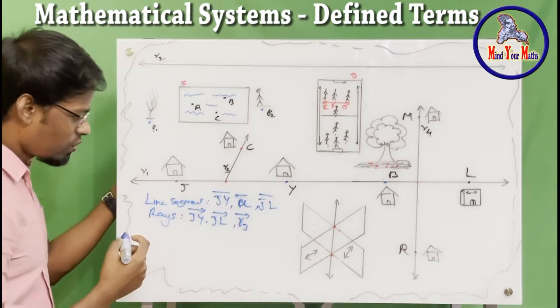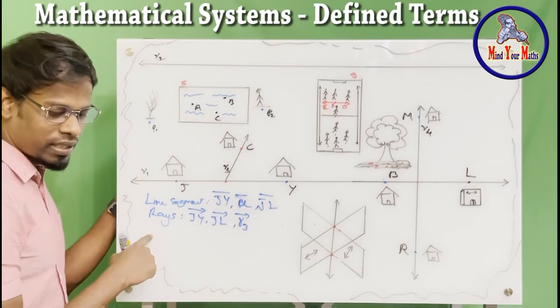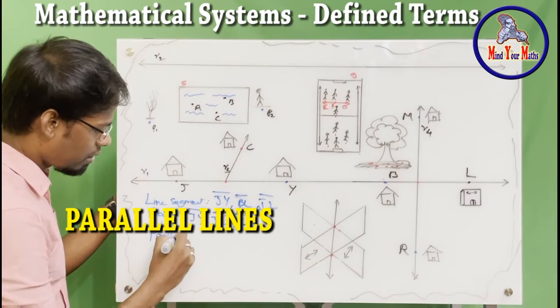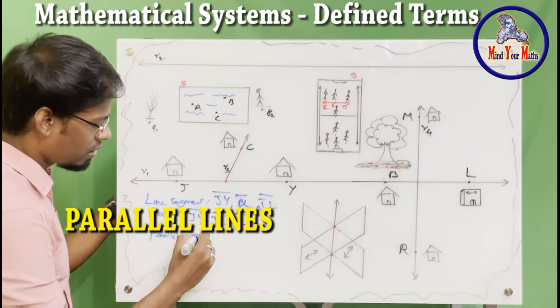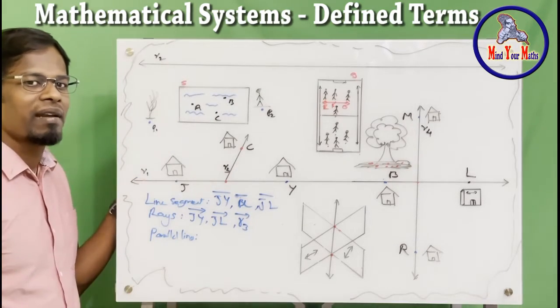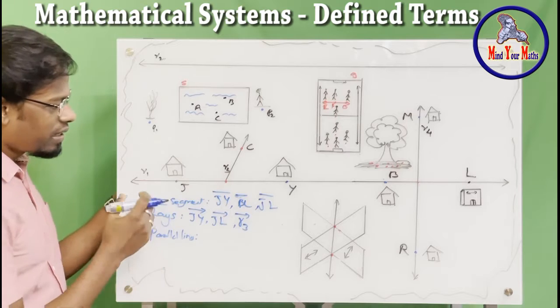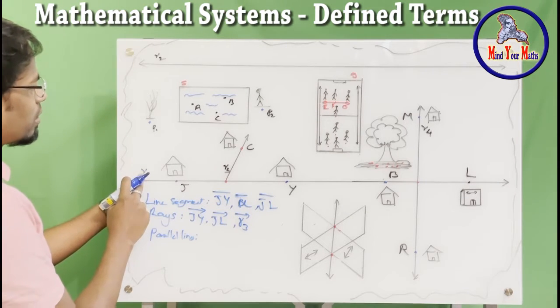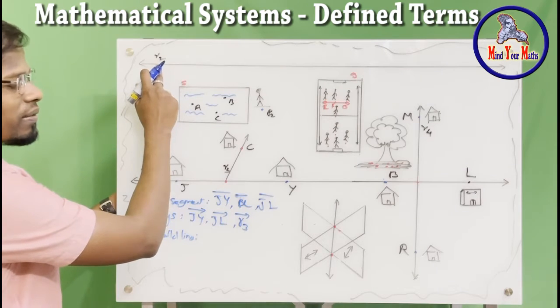So let's go to the next one in the lines, which is parallel lines. What is parallel? Something that is parallel. Let's see here. You see here, the road 1, which is this line 1, is parallel to this one.